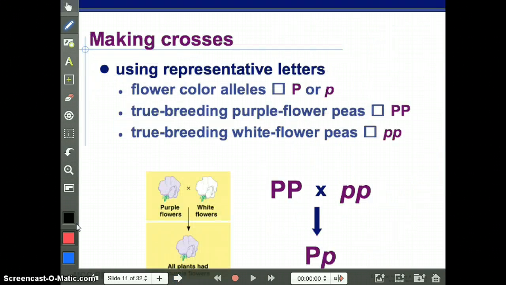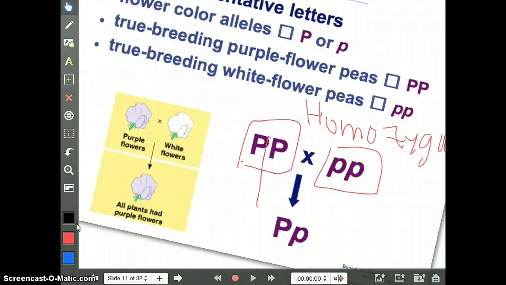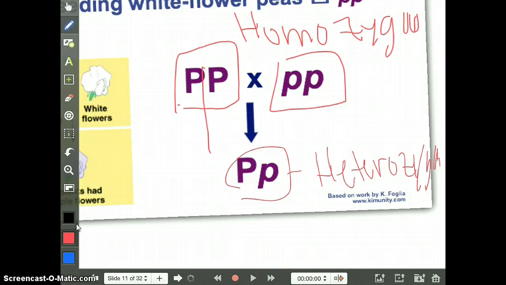Okay. Now, when we end up using representative letters for flower colors, the alleles, capital P or lowercase p, true breeding versus true breeding. Remember, they both have the same genotype letters, both dominant or both lowercase. That is considered homozygous. If they look like this, they are considered heterozygous because it has one of each, one big, one little.